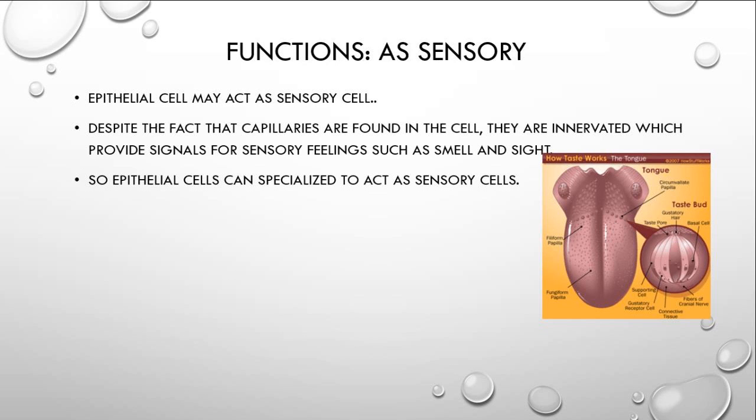Next, the function as sensory. Epithelial cells may act as sensory cells. Epithelial cells are the first thing we see in an embryo. When the zygote is developing, the first cell that specializes is the epithelial cell. Capillaries are found in the cell, and they are innervated, which provides signals for sensory feelings such as smell and touch. So sight, taste, hearing, all of these are managed by epithelial cells.